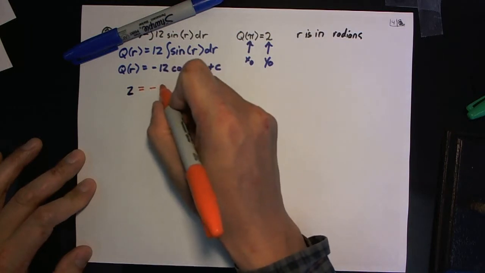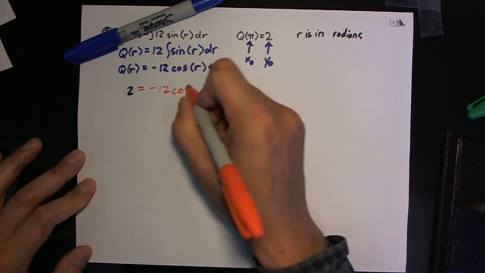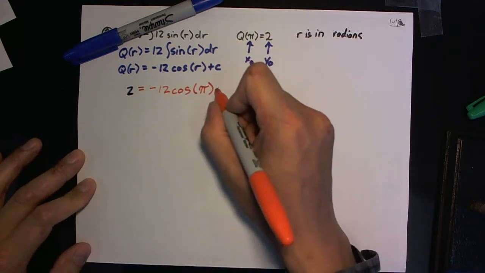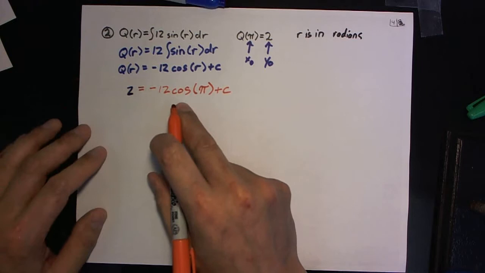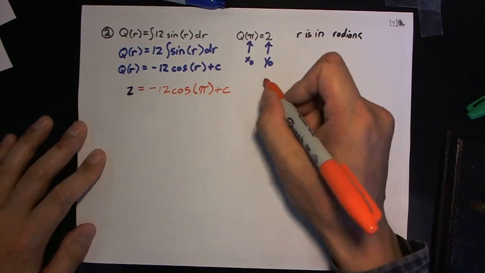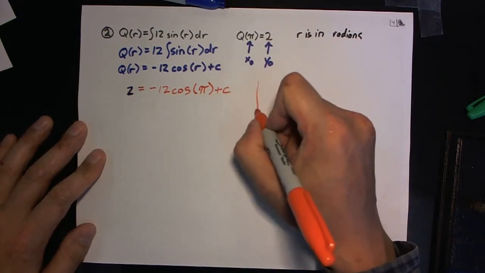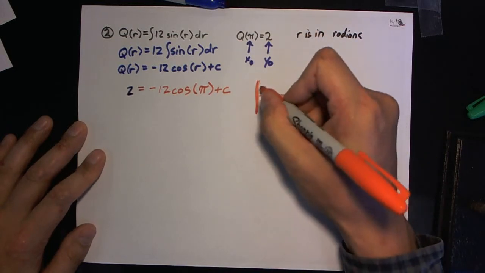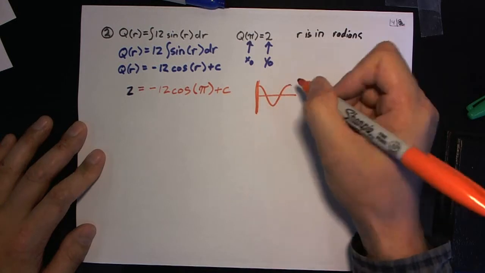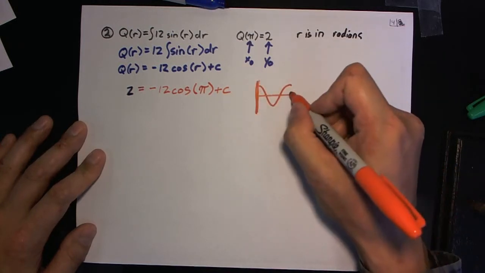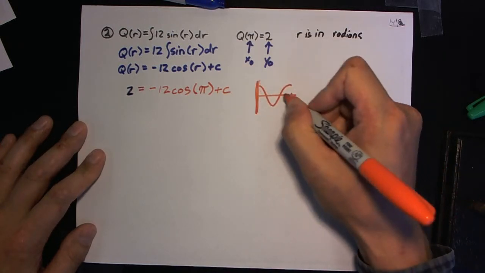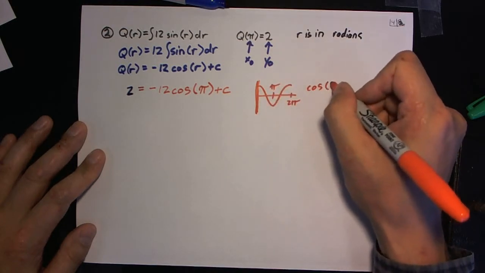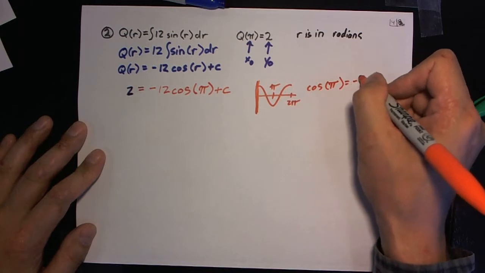2 equals negative 12 times the cosine of pi plus c. Alright, hopefully you remember what an unadulterated cosine function looks like. If not, here's the basics. Remember, it goes up and down like this. This is 2 pi right here, and this is pi right here. So that means that cosine of pi equals negative 1.